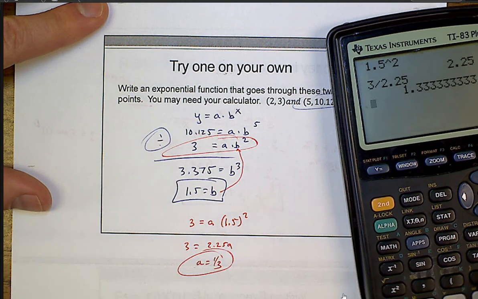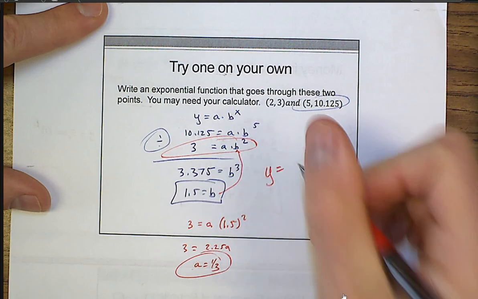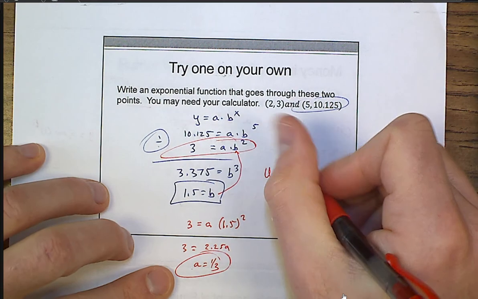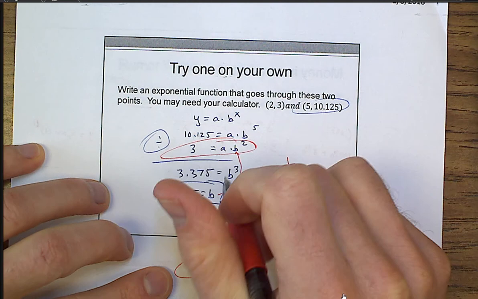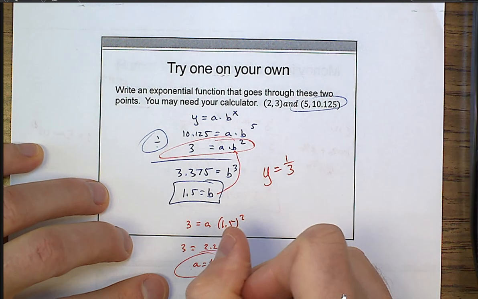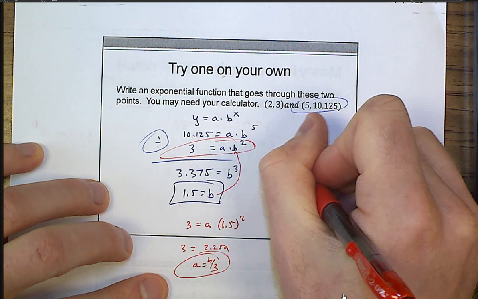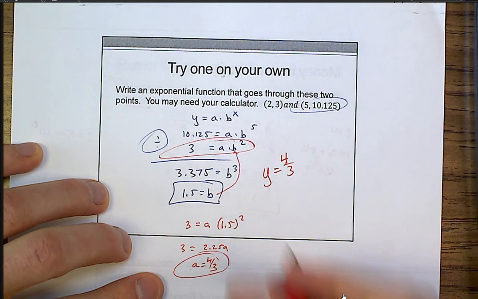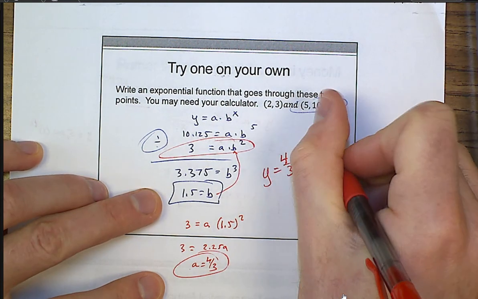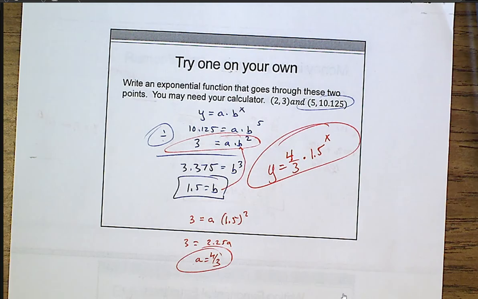And my whole idea behind this is to write the equation in exponential growth form. And so I'm going to have 1/3. Actually, it's not 1/3. It's 1.3 repeating. Sorry. So that's 4/3. So let's go 4/3. Did my math wrong there. And that's going to be my b value of 1.5 to the x. And there's my answer. Okay?